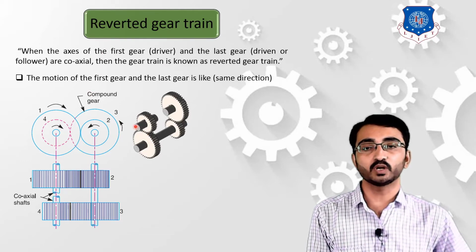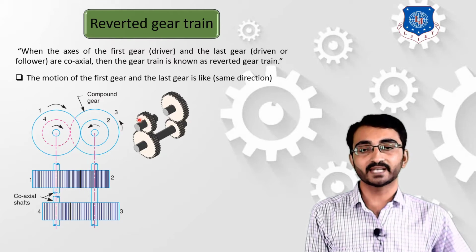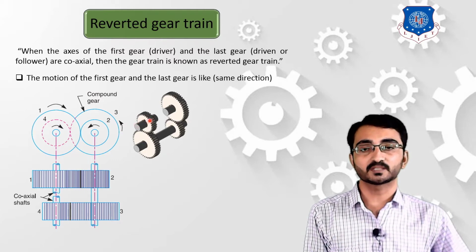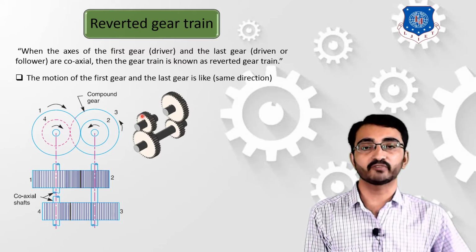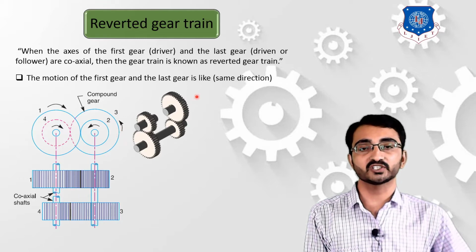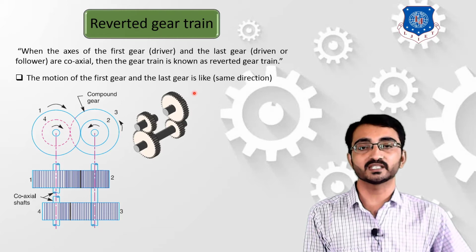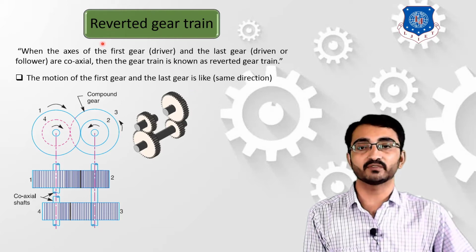When we want to develop a certain type of arrangement in which the speed of gear 1 and speed of gear 4 both should be different, so when we want to achieve speed reduction or speed increment on a same axis of shaft, in that case we will use reverted type of gear train.